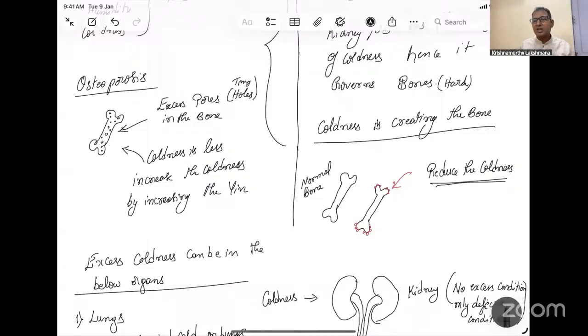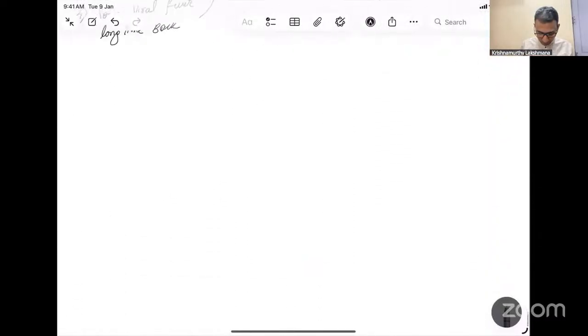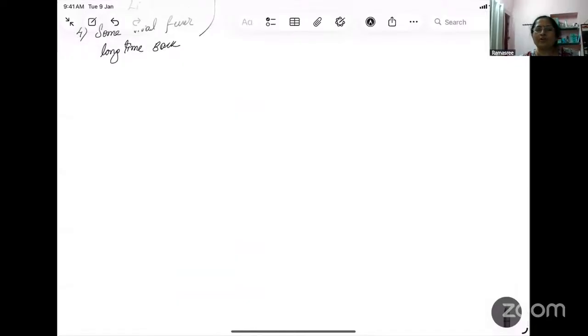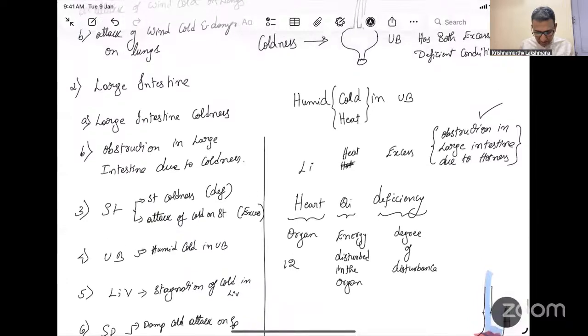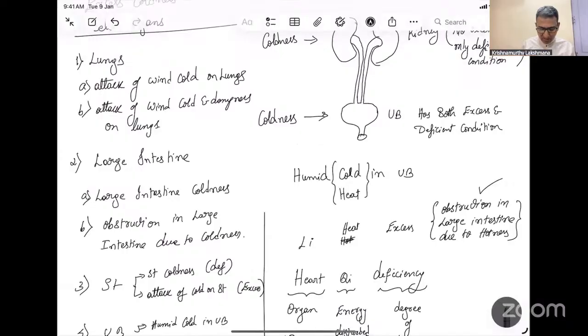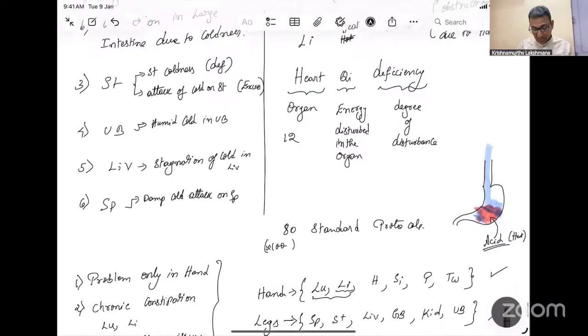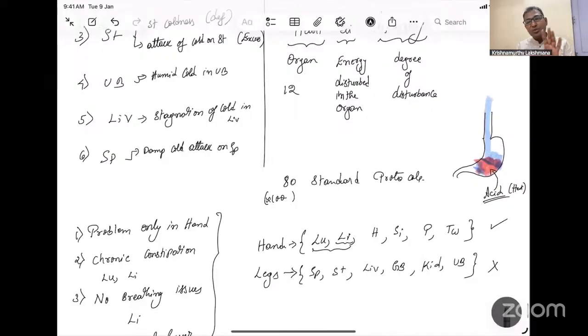Sir, how to decrease coldness in arthritis, sir? Whatever excess coldness conditions are there: coldness in lungs, attack of wind cold, obstruction in large intestine due to coldness, stomach coldness, humid cold in UB, stagnation of cold in liver, damp cold attack on spleen. Any of those protocols, whichever is relevant in that situation, you will have to use.